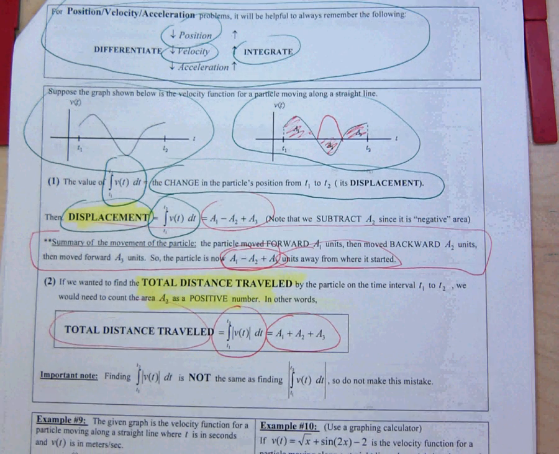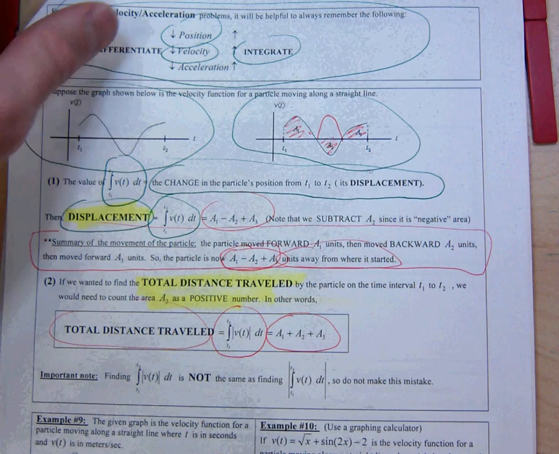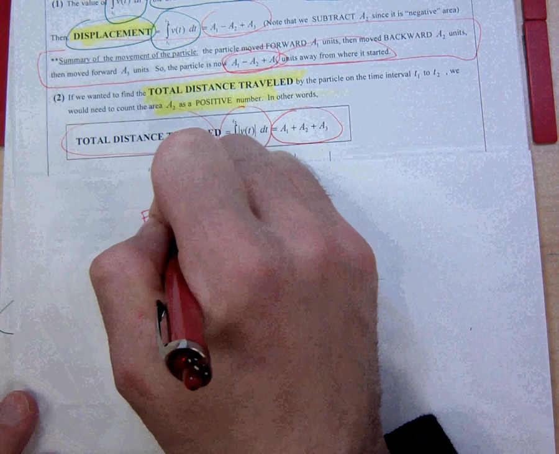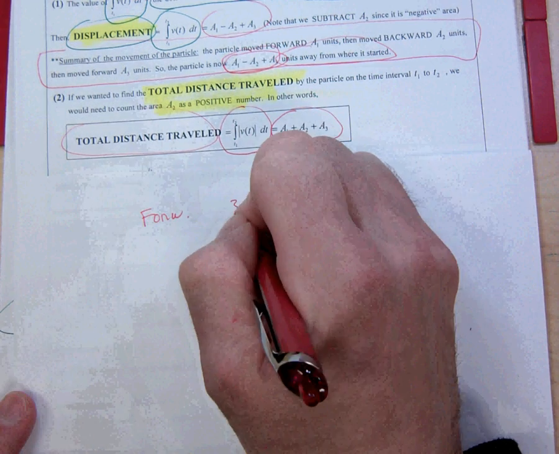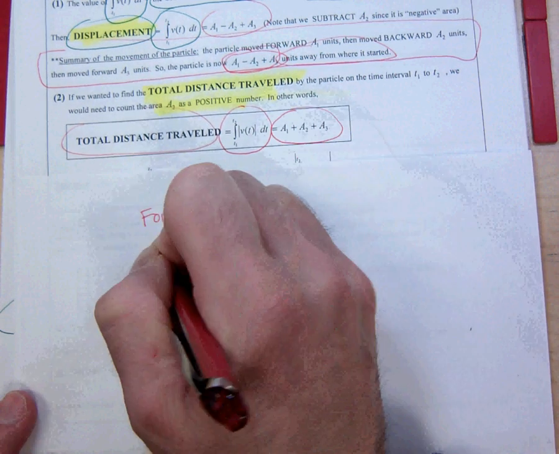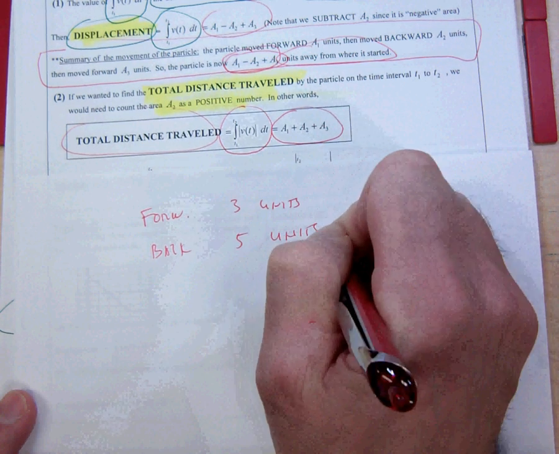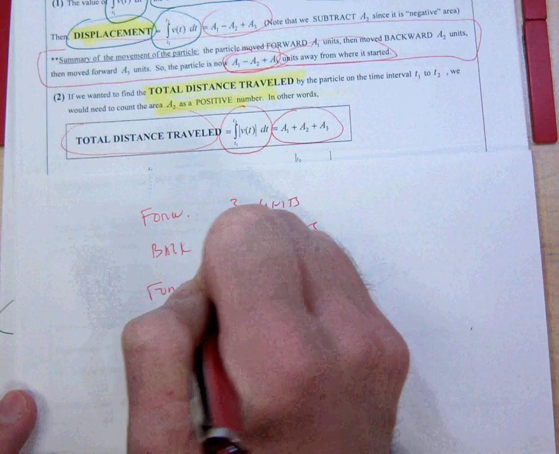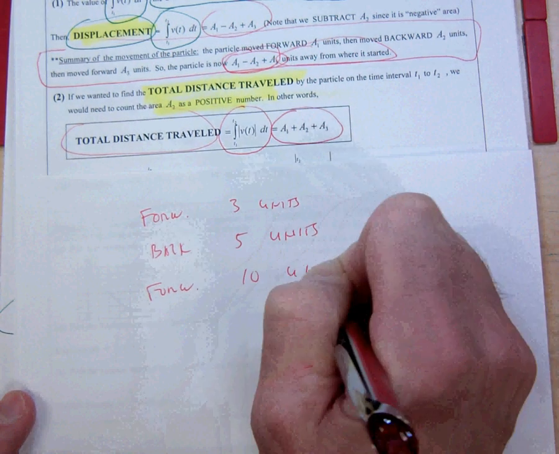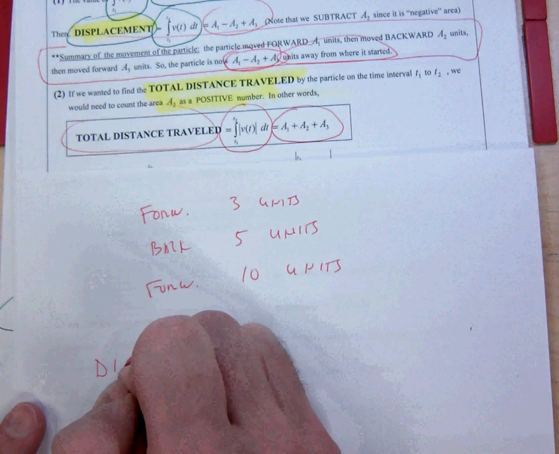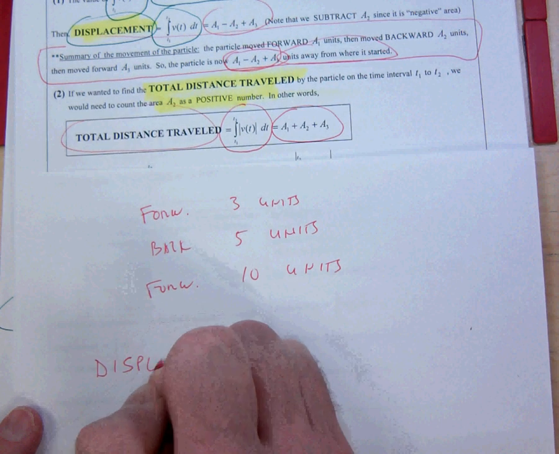So let me give you an example of what I'm talking about here. Suppose a particle moved forward 3 units, backwards 5 units, and then forward, I don't know, 10 units or whatever. What's the displacement? Okay, hold on.